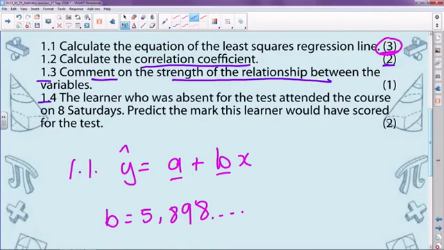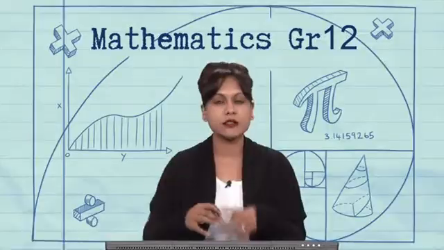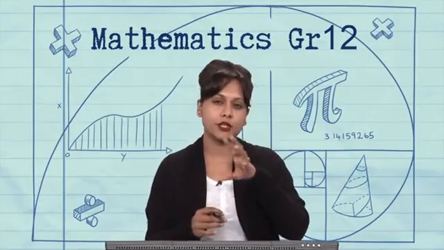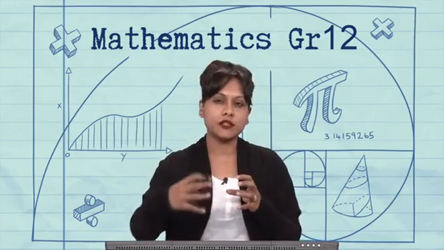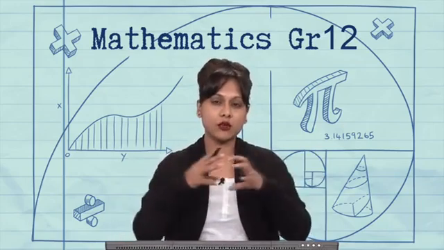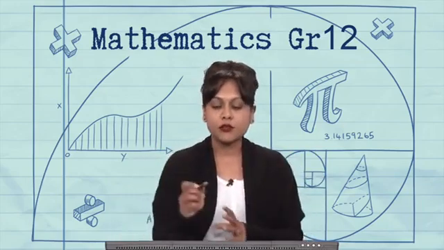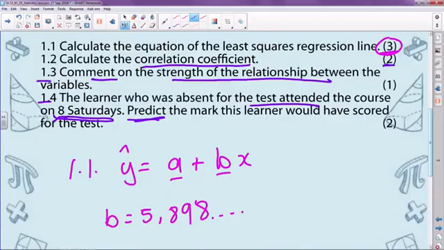All right. Okay, let's have a look at the next one. So here we've got that the learner who was absent for the test attended the course on 8 Saturdays. Predict the mark that this learner would have scored for the test. And this is where working out the equation of the least squares regression line is so important, because it can help you to make predictions about values that are not given in your data entry points. All right. So we know that this learner attended for 8 Saturdays. We don't know what his mark is. We haven't been given information about that.